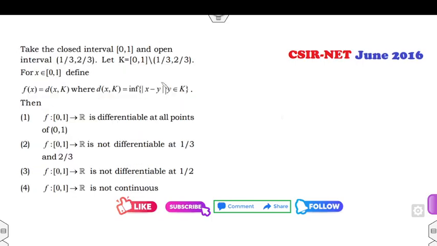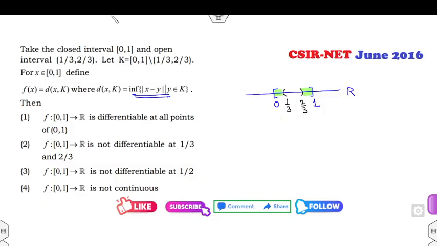Look at this next question. Take the closed interval 0, comma 1. This is again the R, because you can see again it's the infimum of this. Take the closed interval 0, comma 1 and open interval 1 by 3, that's 0.33. This is my 0.33 and this is my 0.66. Now K is my collection of all those elements of 0, 1 minus this, so this portion is my K, this portion is my K.